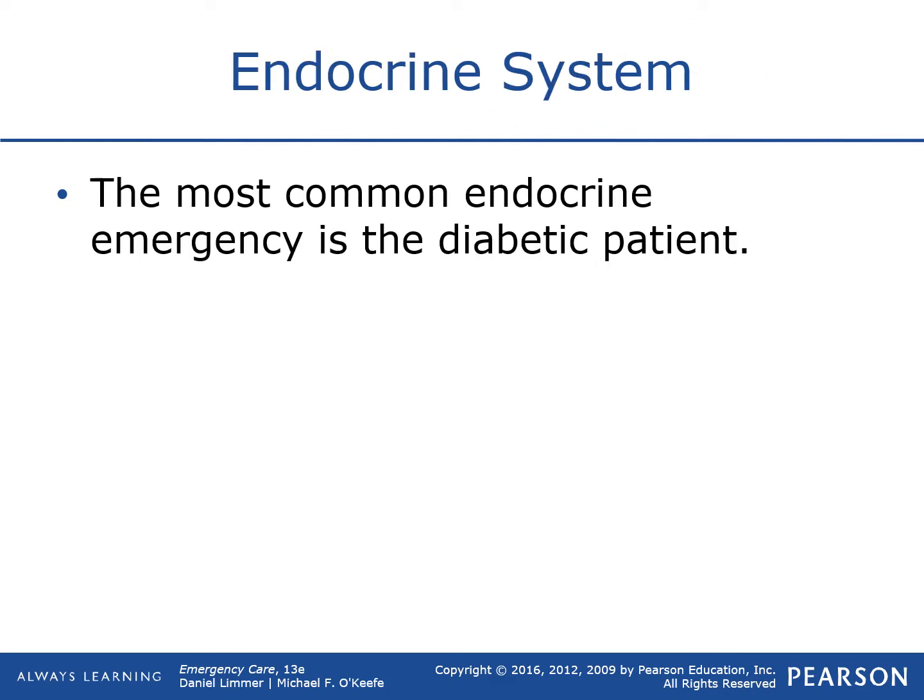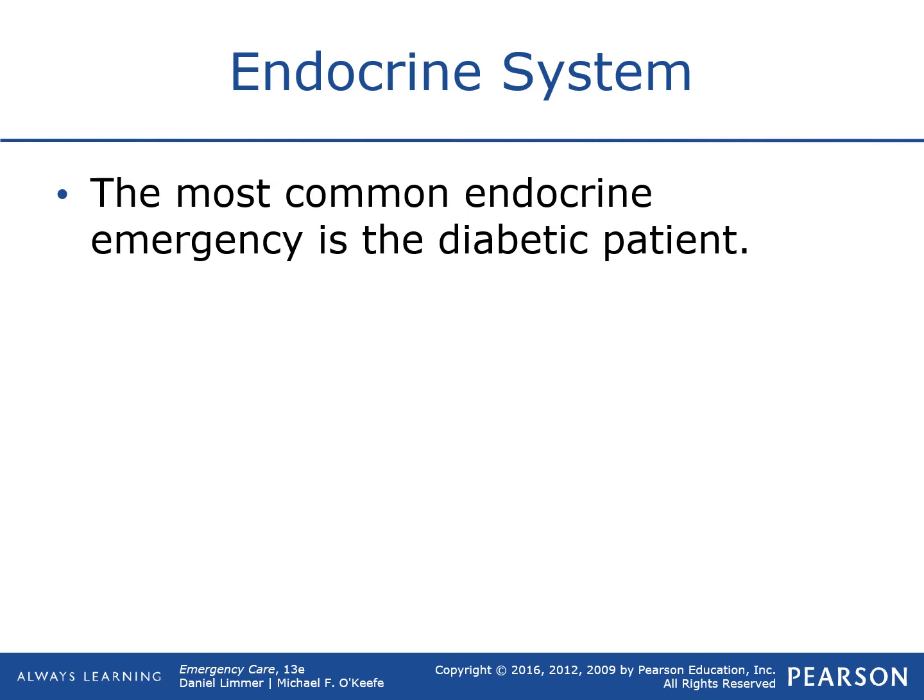So moving on into the endocrine system. The endocrine system, if you remember, is mainly hormones. So it's the hormone system in our body. And one of the major and most common ways that we see the endocrine system malfunctioning is in diabetics.